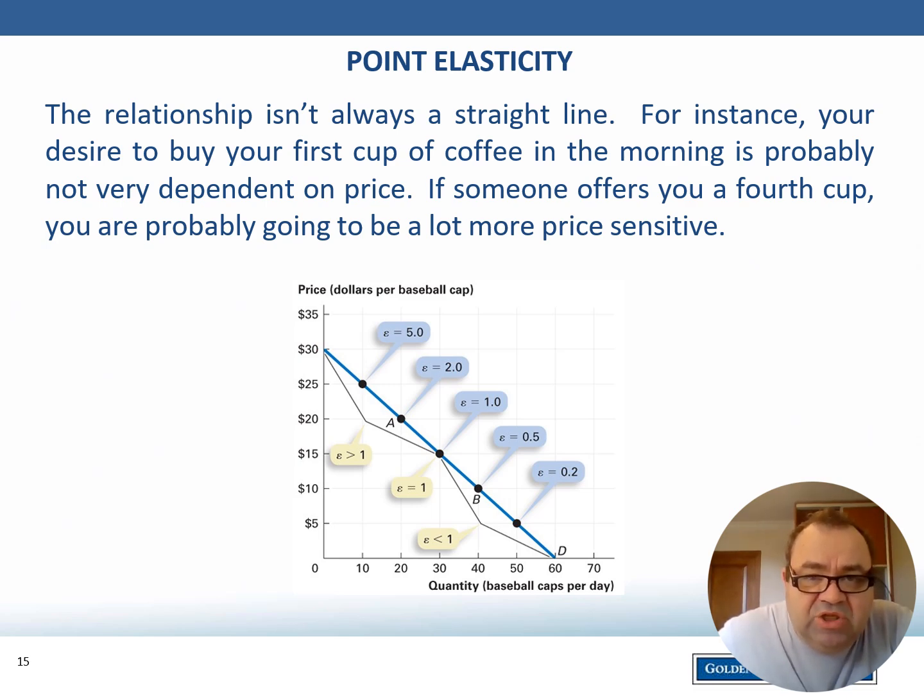The intuitive reasoning behind that is your desire to buy the first cup of coffee in the morning is probably not dependent on the price, but if you have the fourth cup, then you'll be a lot more price sensitive. And it's true for other products as well. As you have more of that product, your elasticity will increase.